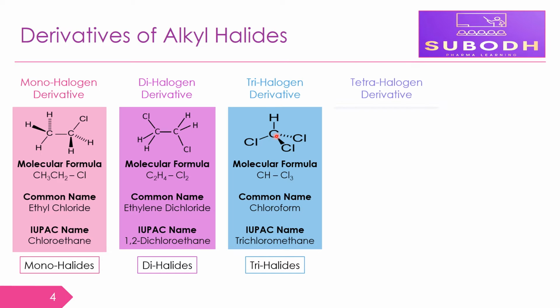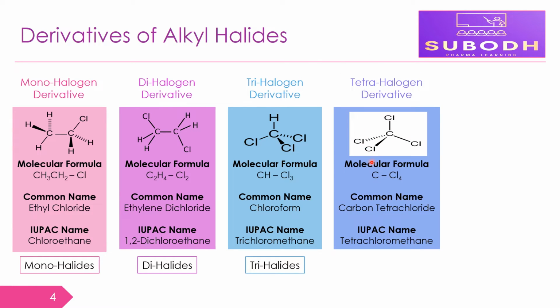The next class is tetrahalogen derivatives. In this, the compounds are obtained by replacing four hydrogen atoms by four halogen atoms. For example, carbon tetrachloride, that is tetrachloromethane. See, in the structure, the four chlorine atoms are attached to a carbon atom. So, these are called tetrahalides.